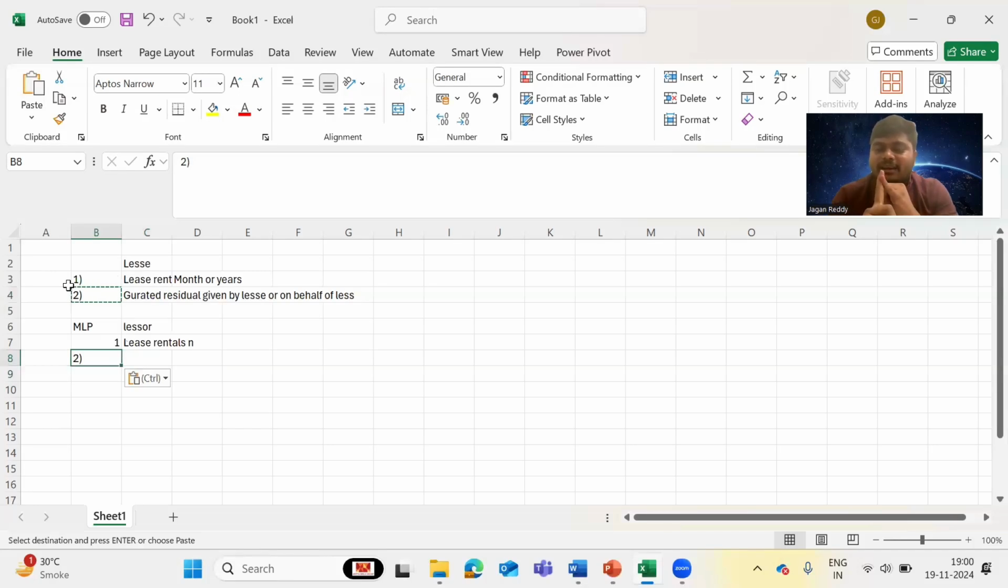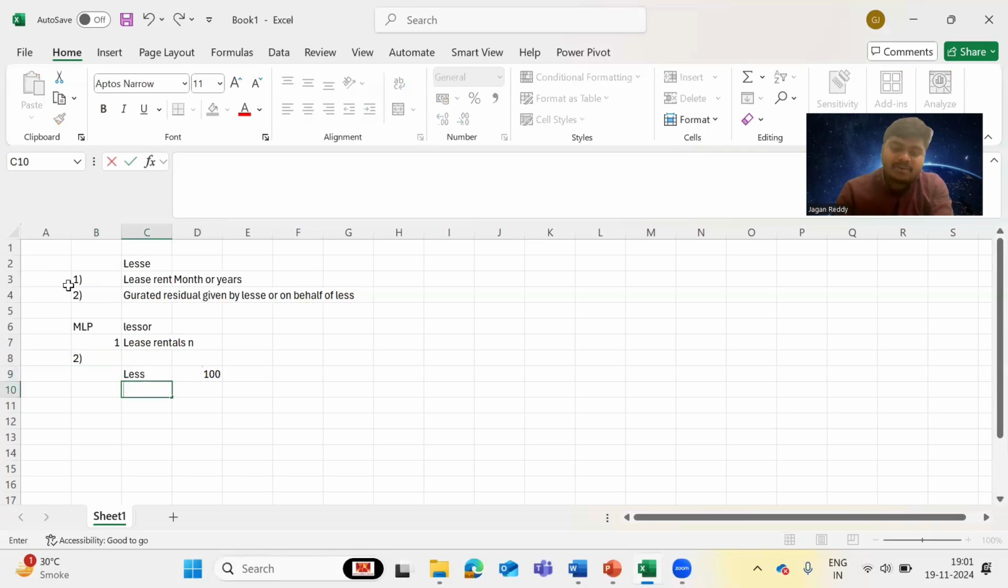The first one is the guaranteed residual value given by the lessee or on behalf of the lessee. It is the same. Or a guarantee of residual value given by a third party to the lessor. It should be considered in the lease payments. Whichever is the maximum should be considered in the minimum lease payments. For suppose the guarantee given by the lessee is 100 rupees, whereas on behalf of the lessee it is 120 rupees, whereas a third independent party has given an amount of 150 rupees.